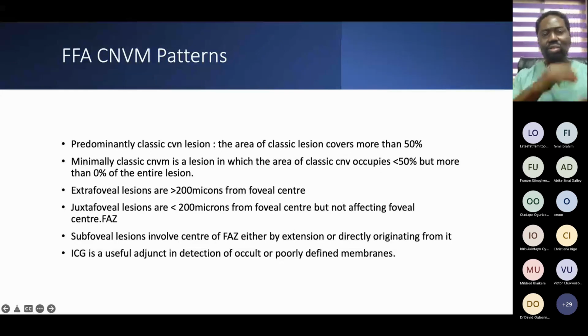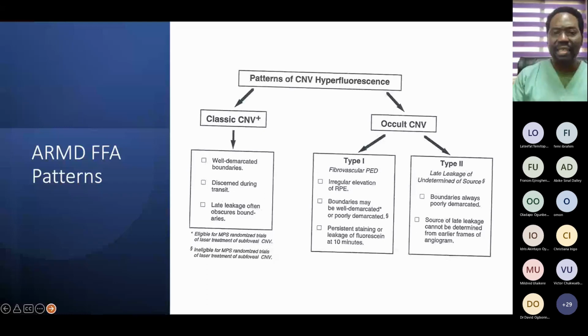So I'll give some examples so we can understand it better. Basically, choroidal neovascular membranes will show as hyperfluorescent patterns, and they will present either as classic or occult. Classic is well demarcated. They are easily discerned during transit, and there's late leakage. Whereas there are two major areas where occults can be described. That's fibrovascular PED, where there's irregular elevation of the PED. The boundaries are not well demarcated. It has a speckled appearance rather than a uniform hyperfluorescent appearance like we'll see on classic membranes, and then leakage of undetermined source is also classified as occult.